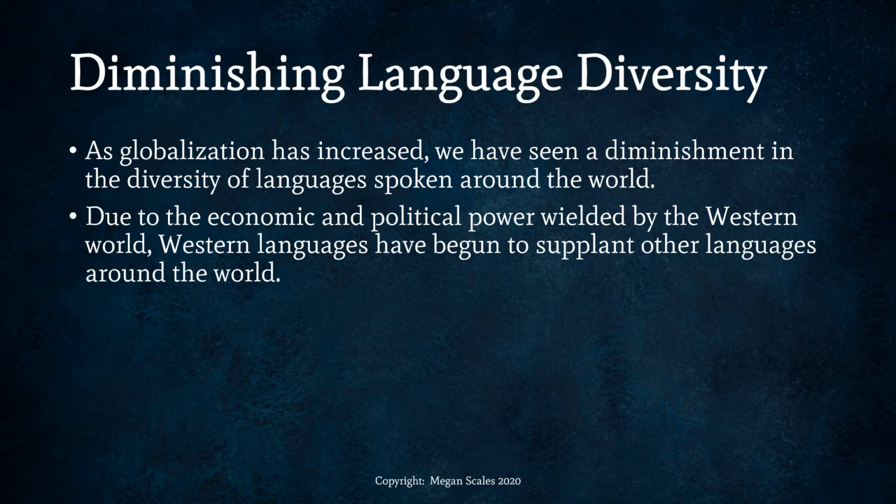As globalization increases, we have seen diminishment in the diversity of languages spoken around the world due to the economic and political power wielded by the Western world, Western languages, and by that I mean languages from countries in Western Europe and the areas that they colonized. So the United States, Canada, Australia would have been influenced by Western Europe and part of the Western world as well. So in these areas, Western languages have begun to supplant other languages around the world.